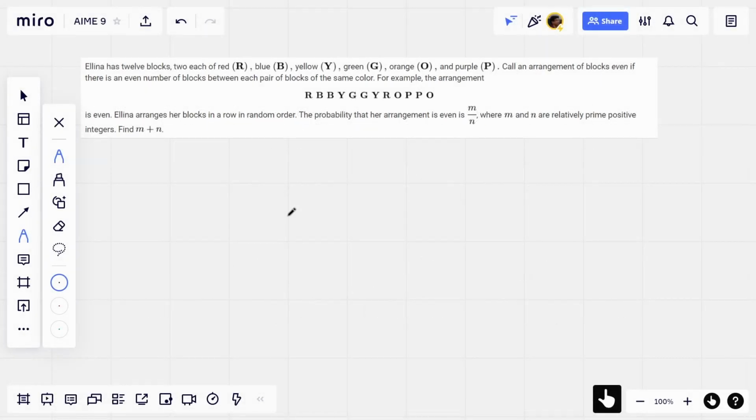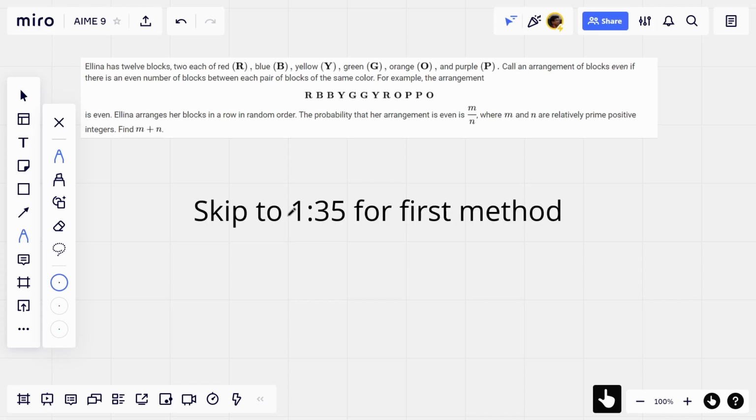Welcome back, guys. I have potentially one of the easiest AIME problems to date from the 2022 AIME 1. This is the 9th problem, 9 out of 15, so it should be about one of the harder questions, but let's read it.